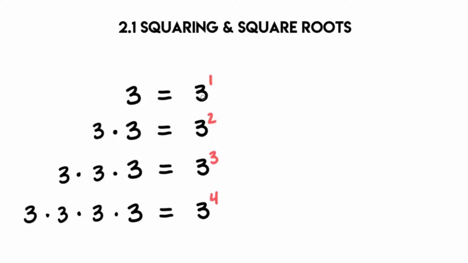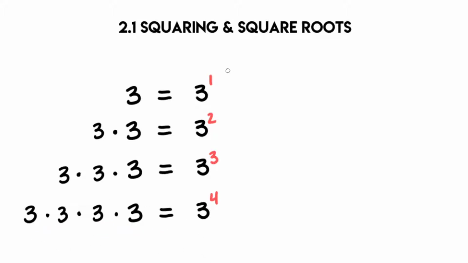Most of you guys are familiar that if you have 3 raised to the power of 1, you're just going to have a single 3, multiplied by nothing. 3 to the power of 2 means we have 3 times 3. 3 to the power of 3 means we have 1, 2, 3 3's all being multiplied together. And 3 to the power of 4 means we have 1, 2, 3, 4 3's all being multiplied together.